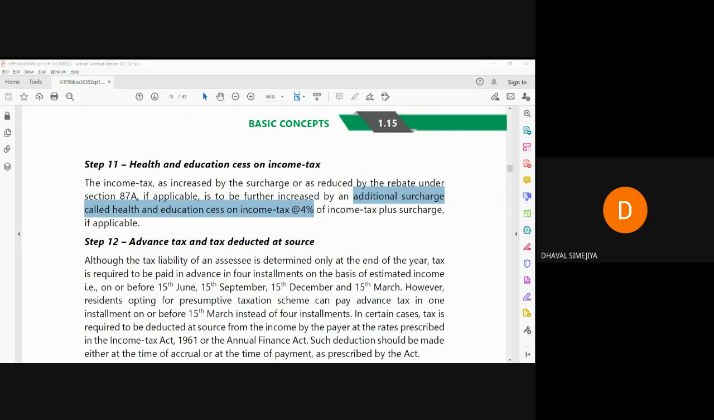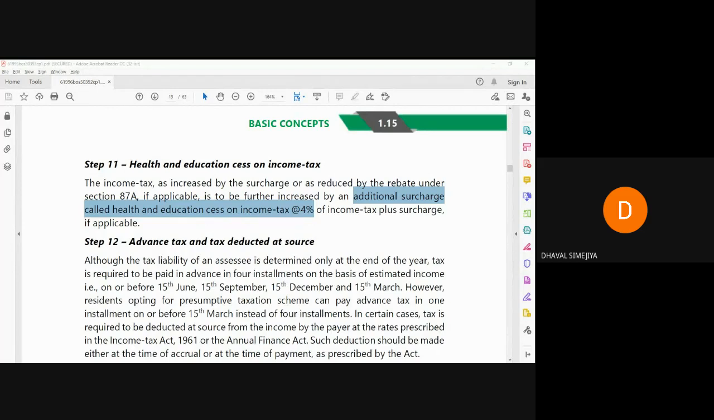For example, my tax payable is 1,95,000, as I have earlier said. I have to multiply 4% of 1,95,000, and whatever the amount, that will be considered as health and education cess. And then I have the amount, that is total tax payable. Surcharge is different, additional surcharge is different. Surcharge is applicable only to those whose total income exceeds 50 lakh rupees, but health and education cess will be applicable to all.